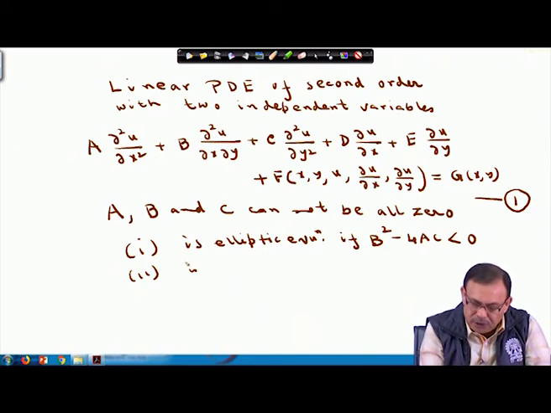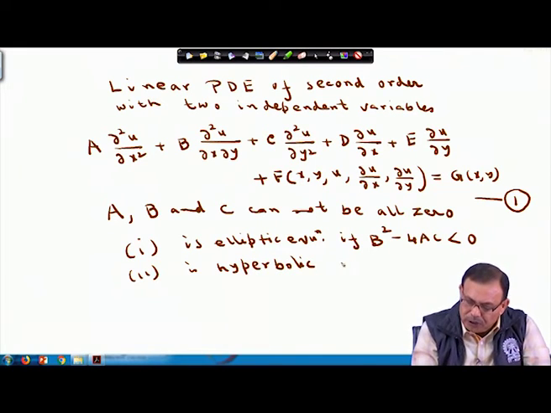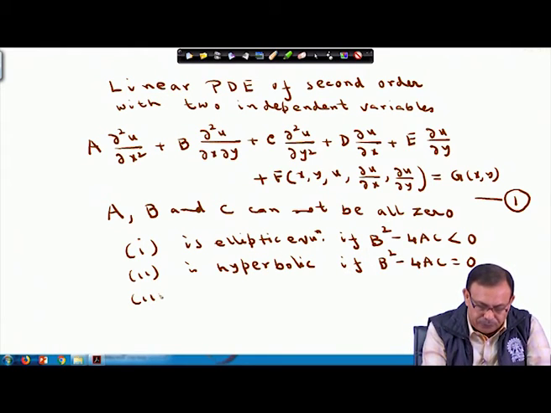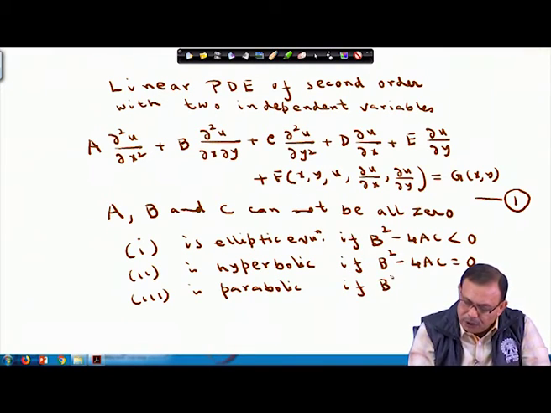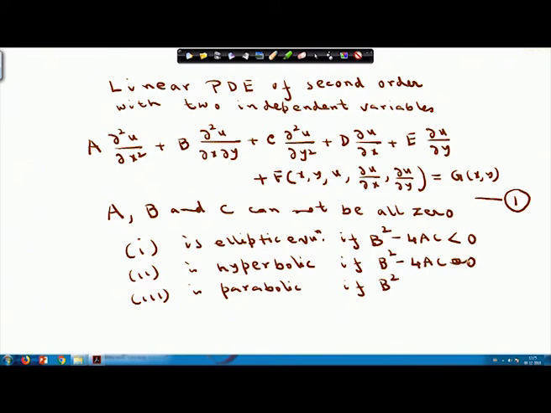Number 2 is hyperbolic if b square minus 4ac equals to 0, and parabolic if b square minus 4ac, hyperbolic if b square minus 4ac greater than 0, and parabolic if b square minus 4ac equals to 0.